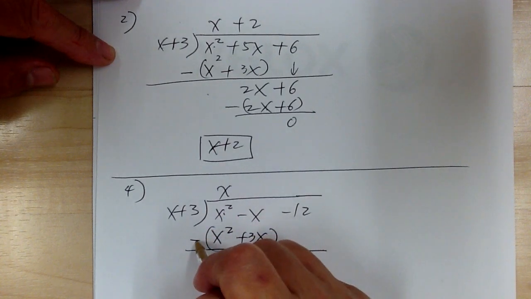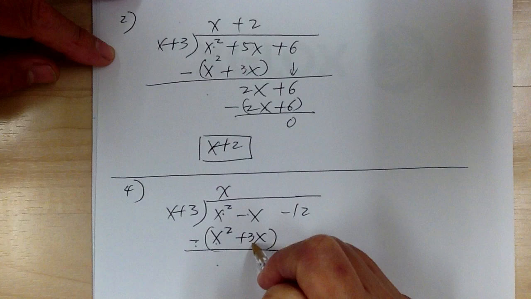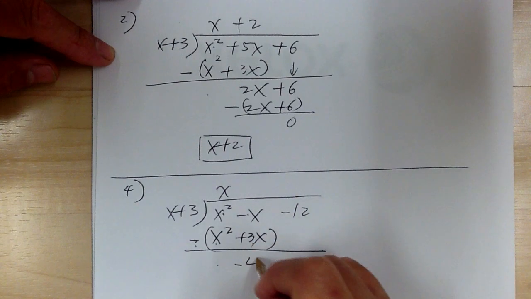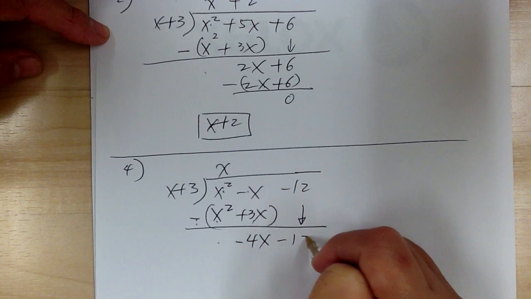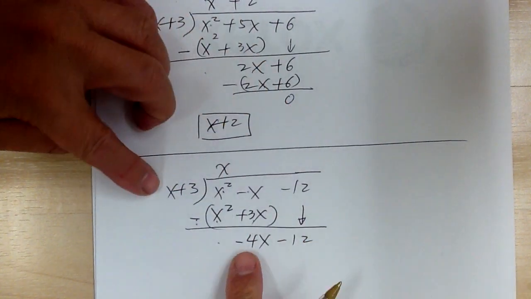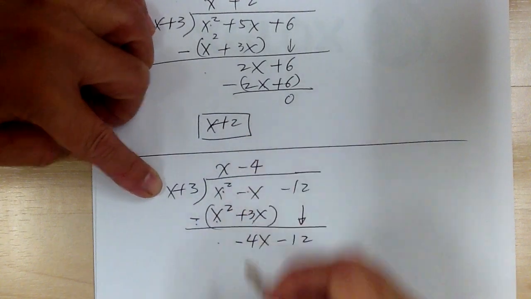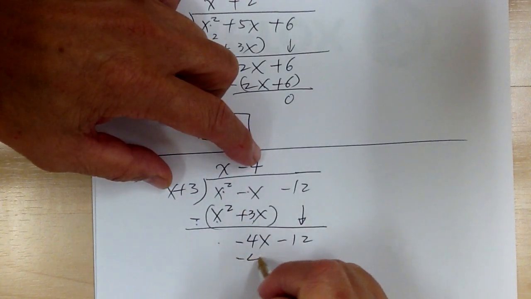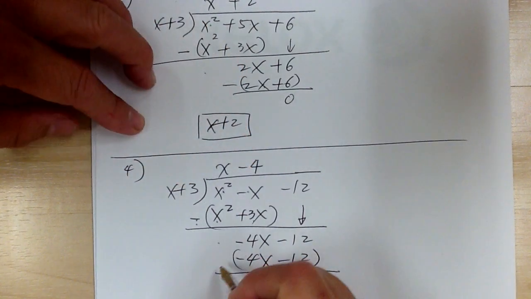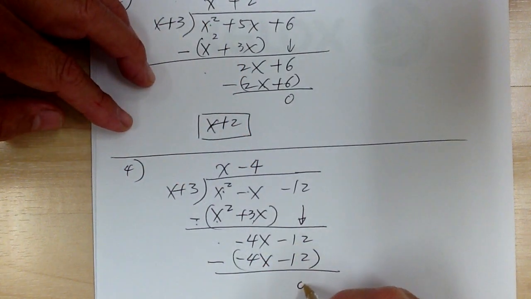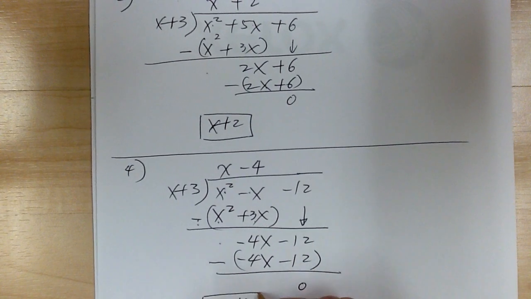So x squared minus x squared gives you 0. Negative x minus 3x, you're going to get negative 4x. And after you drop the next term, I can look at the first term. Okay, so you need to get minus 4. So when you multiply, this will give you minus 4x minus 12. Put in parentheses, subtract, so all this becomes 0. So it will come out exactly, so your answer would be x minus 4.